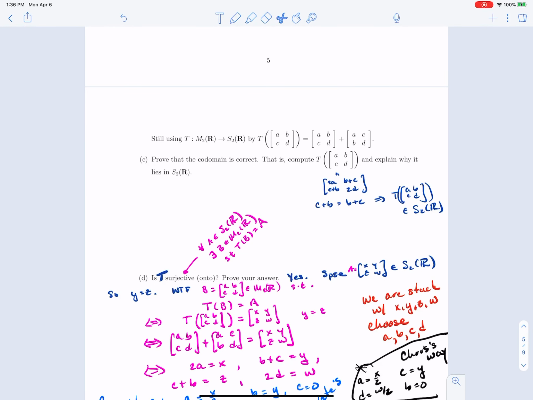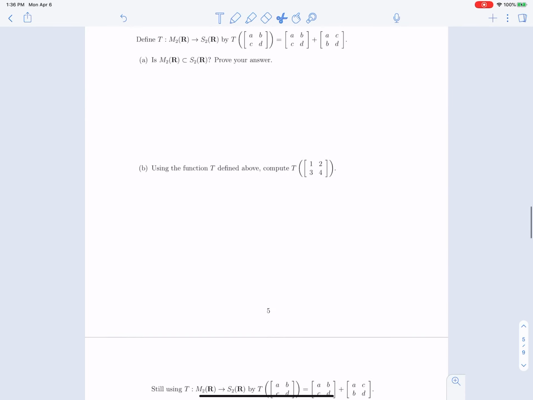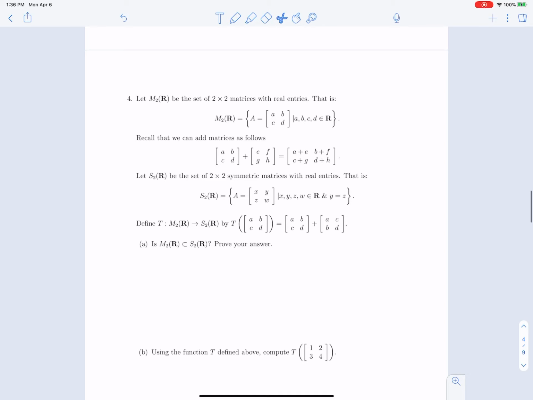Okay, so I'm just going to summarize what I did in office hours with Christopher and Martine. We were looking at this example right here, number 4. We have the set of all 2x2 matrices, and then the set of symmetric matrices, so Y and Z are equal. And we're going to look at the map from M2R to S2R that takes a matrix ABCD to the matrix ABCD plus its transpose ACBD.